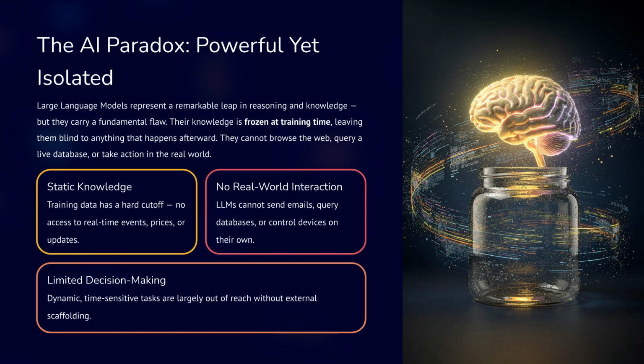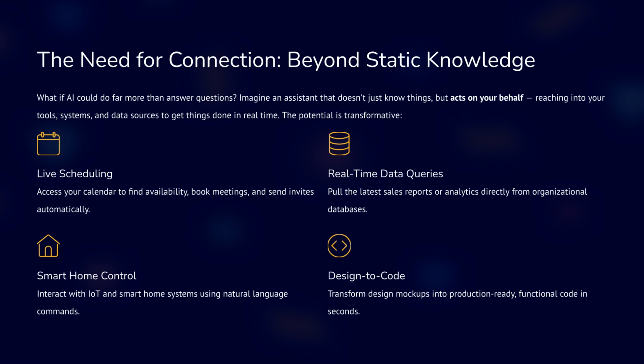We are currently facing the AI paradox, powerful yet isolated. Large language models, or LLMs, have vast knowledge, but it's frozen at training time. This limits their ability to interact with real-time data, or the world around them, resulting in static knowledge, no real-world interaction, and limited decision-making for dynamic tasks. This highlights the need for connection, moving beyond static knowledge.